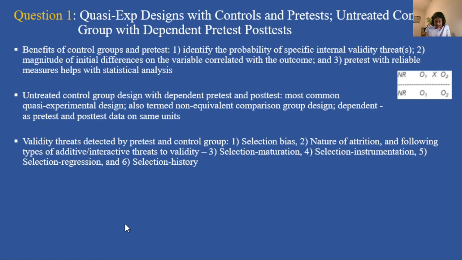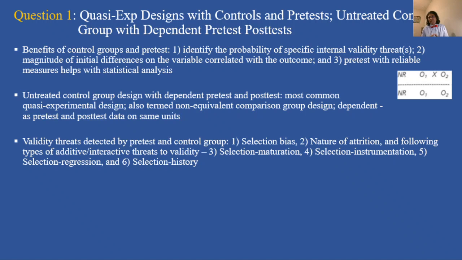So, untreated control group designs with dependent pretest and post-test samples is considered the most common of all quasi-experiments. As the diagram shows, there is a treatment group and an untreated comparison group. This design uses non-equivalent comparison groups.